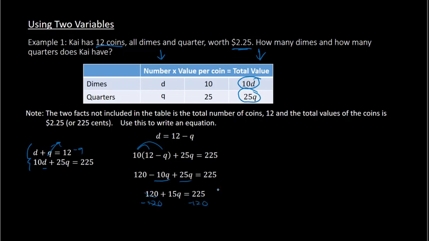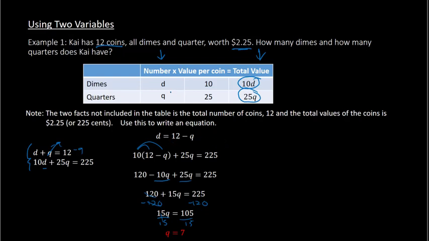So I have 15Q equals, that would be 105. And then divide both sides by 15. That's going to give me Q equals 7. So Q is 7, and I can use that to find D.